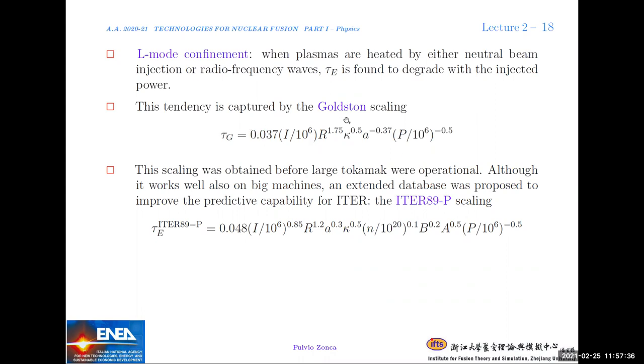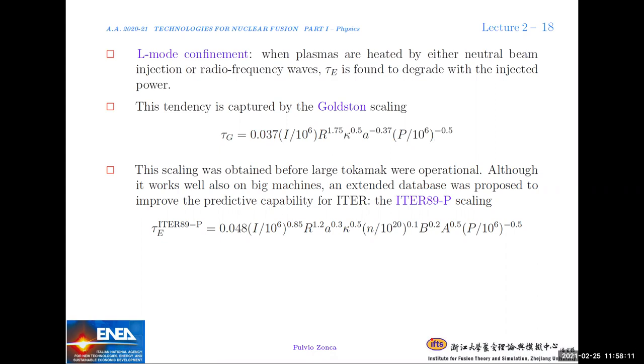In fact, Goldston is one of the first people to look into the scaling laws with this additional heating. He found out that you would still increase confinement with the plasma current, and still by adding plasma elongation and the size of the system. However, putting more and more power, with the other things fixed, you had a decrease in the performance.